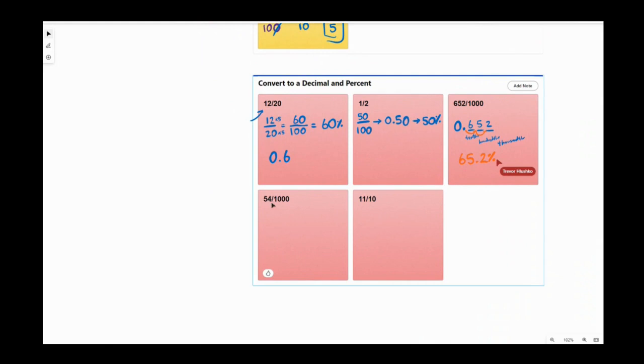Now we'll look at this one, 54 over 1,000. Thousandths place, so I still have to have 3 decimal places. But I only have 2 numbers with this one, 5 and a 4. Well, I just use a 0 to place hold that value, and then I place 5 and the 4. And then move it over 2 spots, 5.4%.